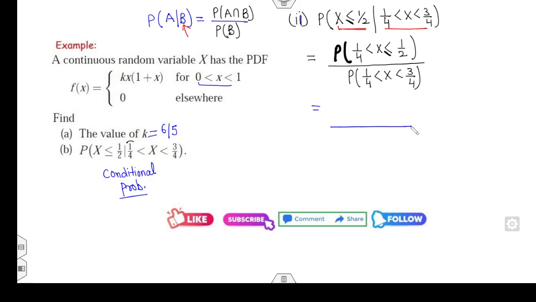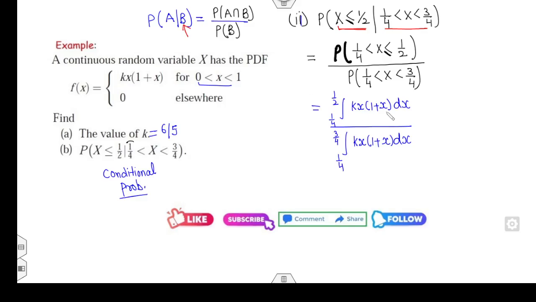So the numerator part will be the integration from 1 over 4 to 1 over 2 of kx into 1 plus x, and the denominator part is the integration from 1 over 4 to 3 over 4 of kx into 1 plus x. Fine. K is my 6 over 5. So firstly, I can find the value of the first part only, the numerator part. So can you solve them quickly?